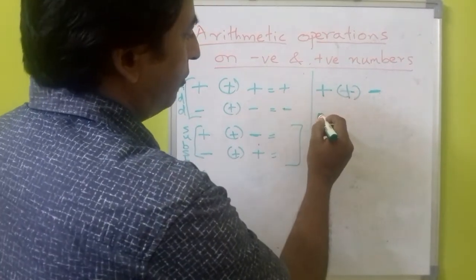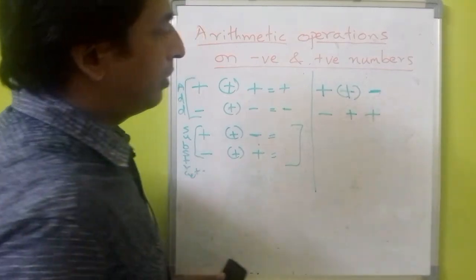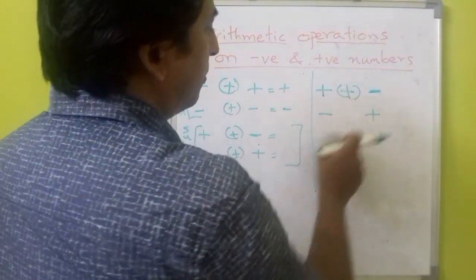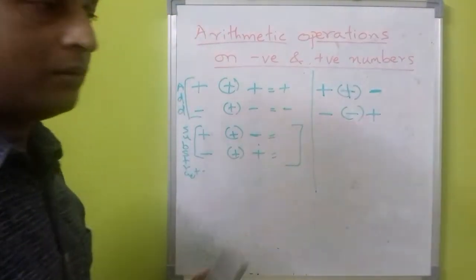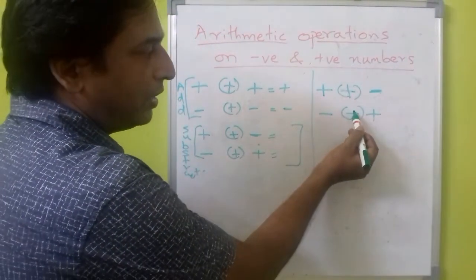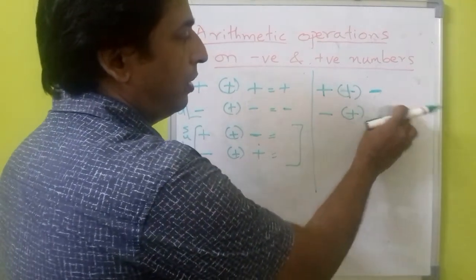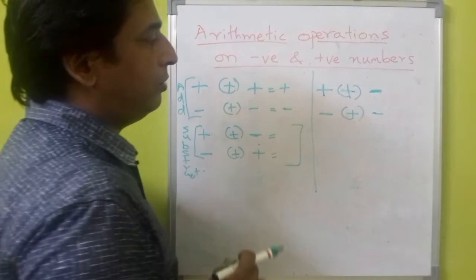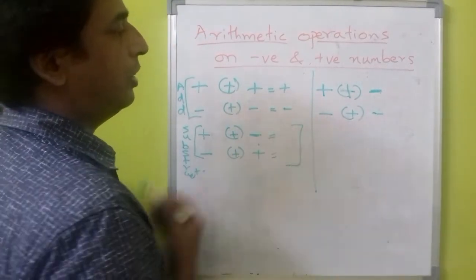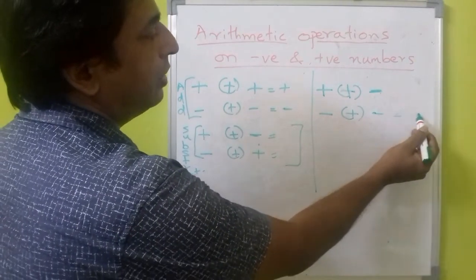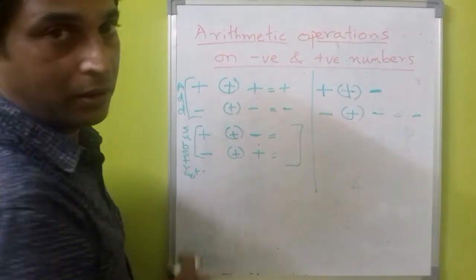And again, if you subtract a positive number from a negative number, what you need to do is change the operation into addition and change the sign here. Positive becomes negative. Now this rule applies. Two negative numbers added, you will get a negative number. So this depends on the bigger number.